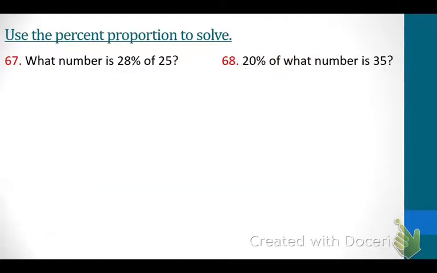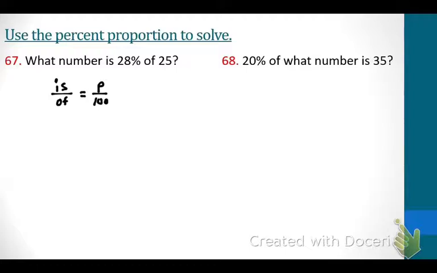The next instructions ask us to use the percent proportion to solve. Lexi, what is the percent proportion? Look back in your notes, number 64. What's it say the percent proportion is? Is over of equals P over 100.